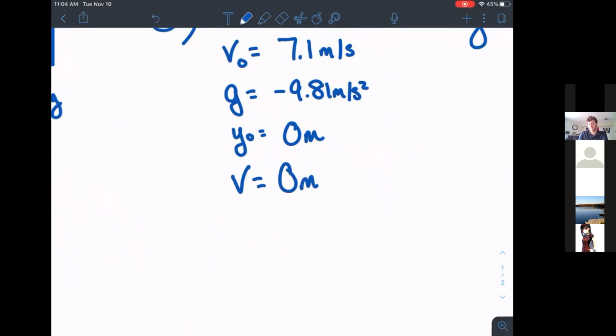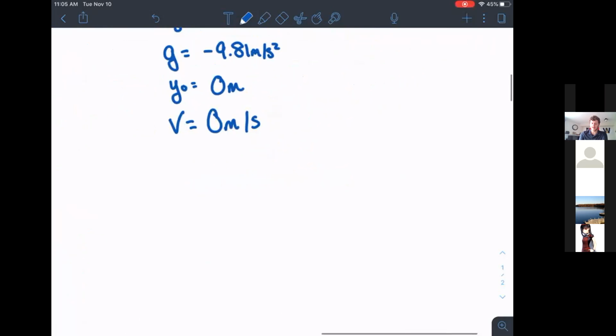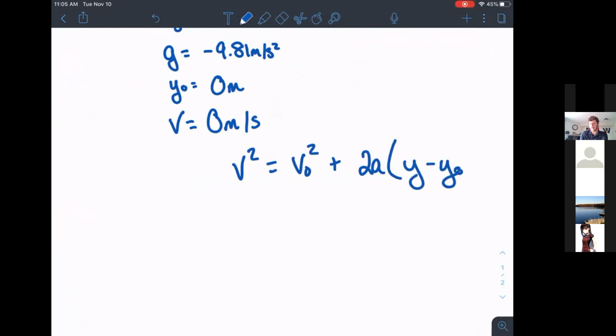Because it's on top and it stops for a little bit and falls down. Exactly. So as it goes up to its final or maximum height, it's going to stop. It's going to turn around and come in the opposite direction. So at the very top, it does in fact equal 0. So now which equation can we use? v squared equals v naught squared plus 2a(y minus y naught).